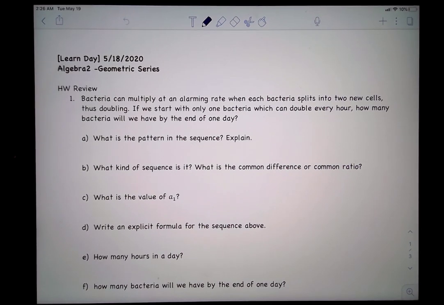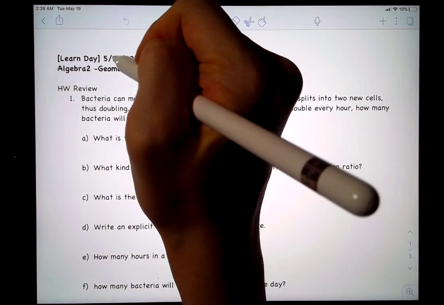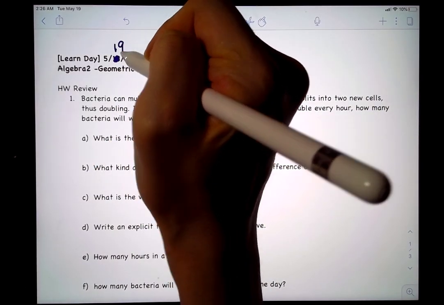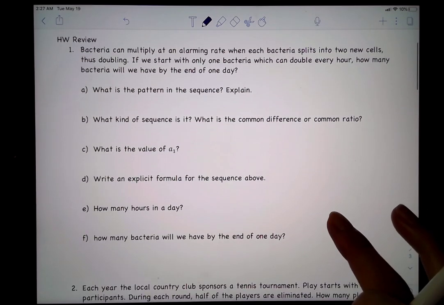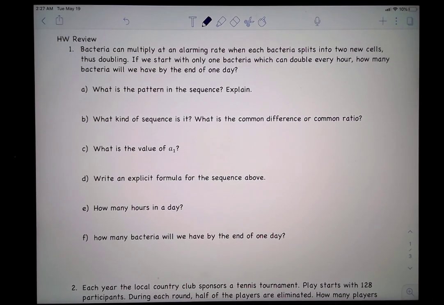So you know what? Oh, why did I put 18 here? Today's May 19th, right? And guys, yesterday I got so many questions about homework. So before we start the lesson, I'm gonna go over the homework first. All of you who asked about the question, you got the right answer.